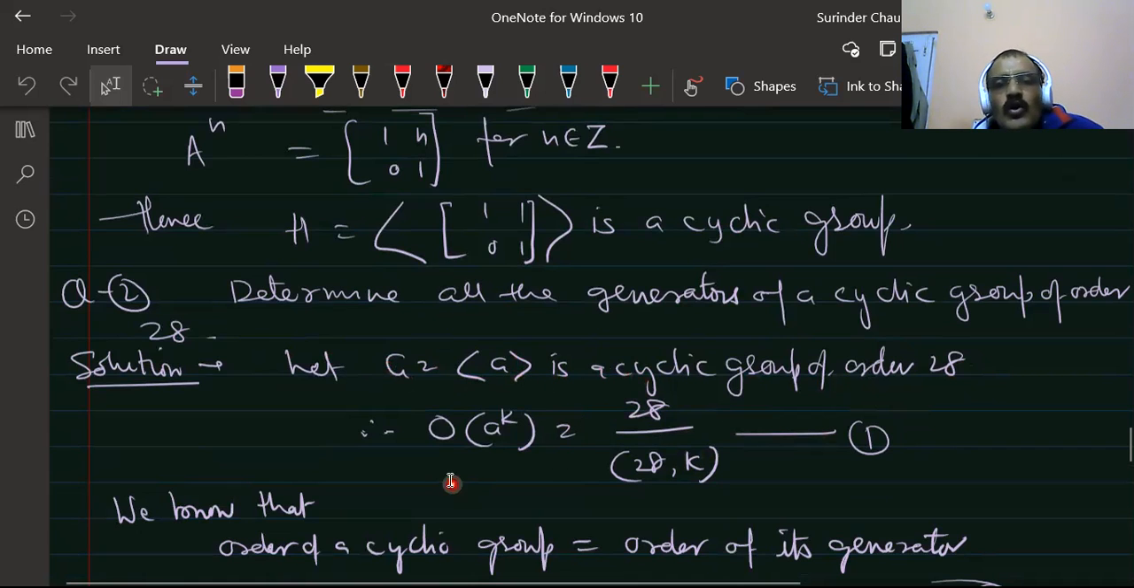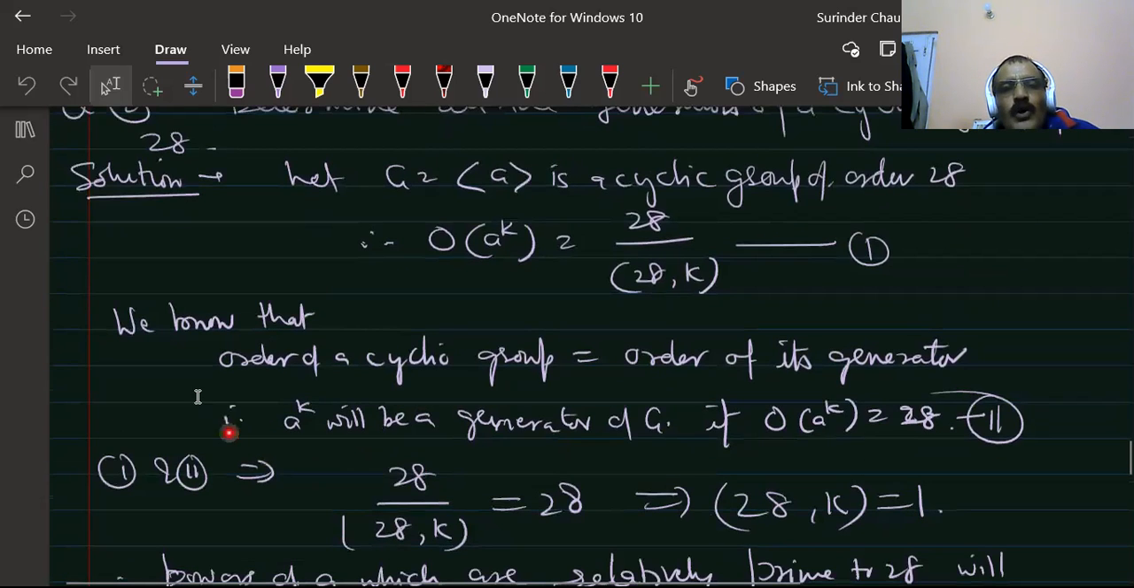So we know the theorem: the order of A^k is equal to 28 divided by the greatest common divisor of 28 and k. We know that the order of the cyclic group is equal to the order of its generator. So A^k will generate G if the order of A^k is 28.